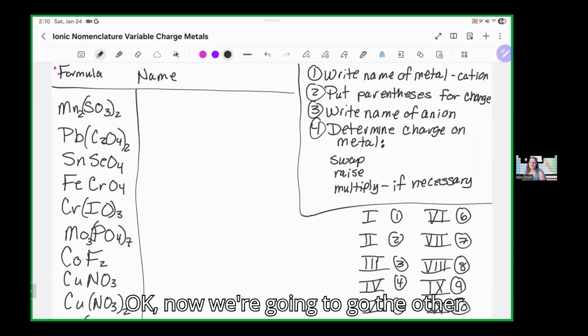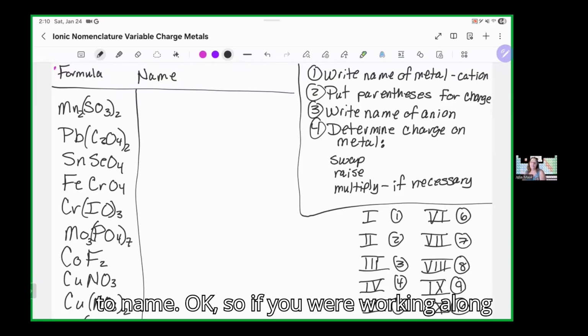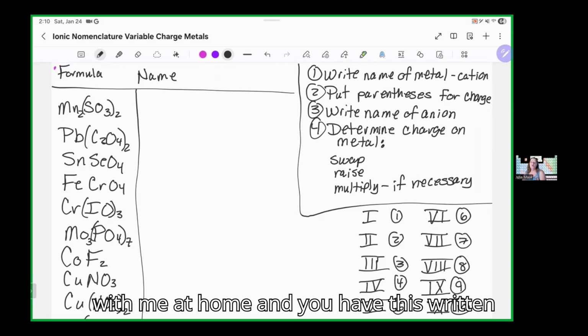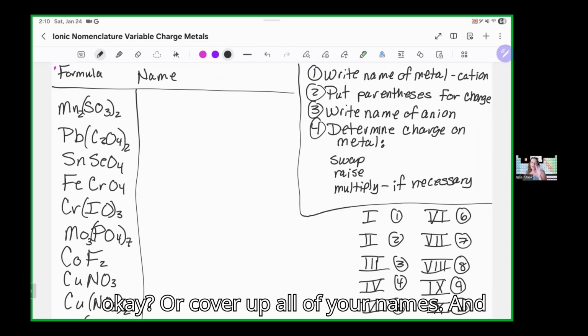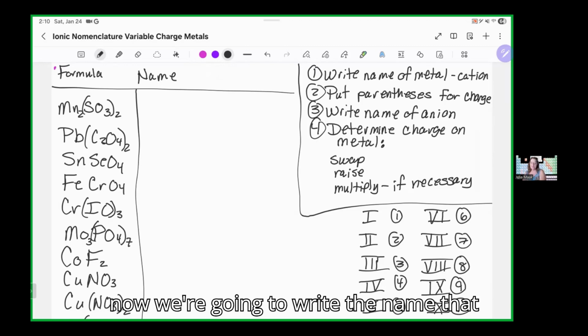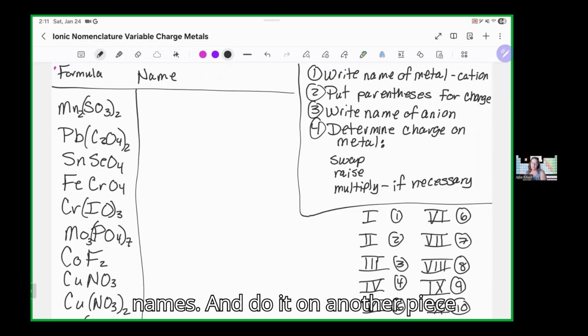Okay, now we're going to go the other direction. We're going to go from formula to name. Okay, so if you were working along with me at home and you have this written on paper, cover up all of your formulas, or cover up all of your names, and now we're going to write the name that goes with that formula. So cover up your names and do it on another piece of paper.